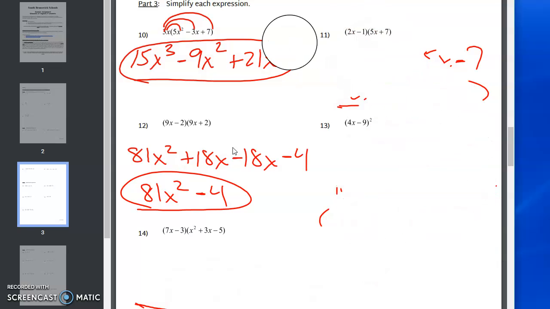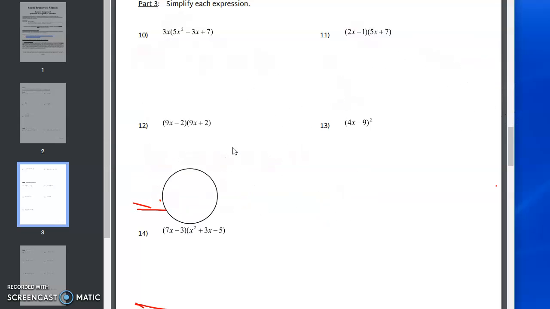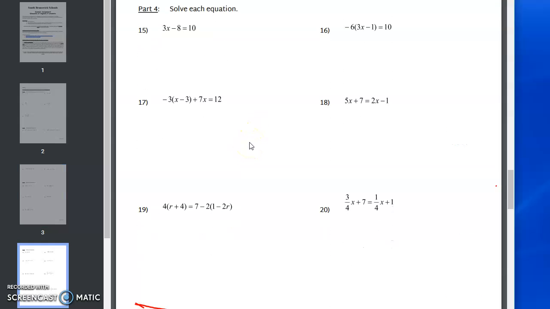All right, so we'll erase here. Scroll on down to our next section. The next section is solving equations. Okay, we'll deal with the fraction ones at the end. Here, I'm just adding 8 to both sides, dividing by 3, my x equals 6, and you can always check them.